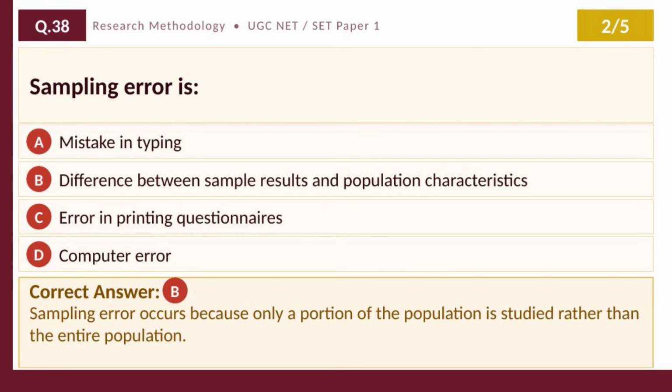What is a sampling error? Sampling error is the inherent difference between the findings derived from a sample and the true values of the overall population. It naturally occurs because only a portion of the population is examined rather than every single member of the target group.